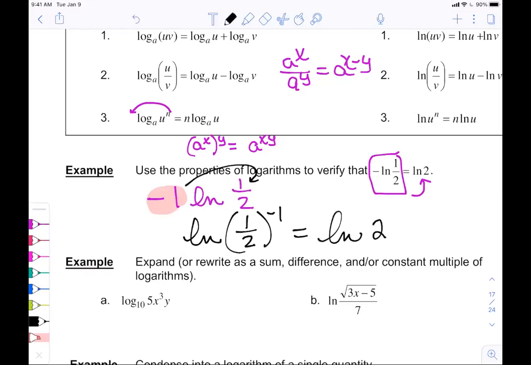So when I have a number that's being multiplied in front of a log or a natural log, we can move that number into the exponential form. And then if you have 1/2 to the -1, that really just flips that fraction and makes it a +2. So verifying is just applying a property to show that I can make the left side equal to the right. Any questions on that example?